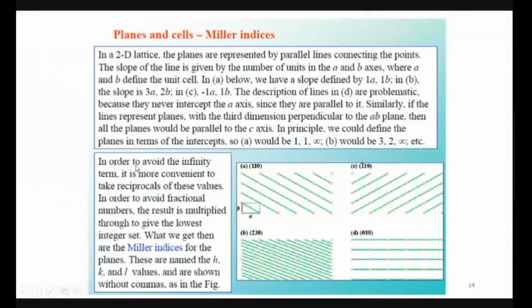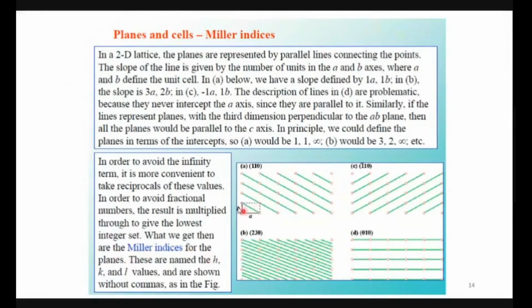Okay, so these are the different ways of expressing different atoms within the crystal lattice, and we get to know a single unit of the entire cell by indicating the distances in terms of A, B, and C. Okay, now if you see these A, B, and C, we can have values assigned for a single unit. In order to avoid infinity terms, it is more convenient to take reciprocals of these values. In order to avoid fractional numbers, the result is multiplied through to give the lowest integer set. Now, what we get then are called Miller indices for the planes.